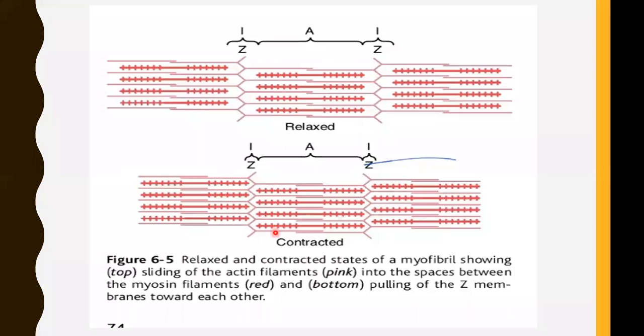But in case of contraction, you can see the movement of the Z lines, an inward movement, and they approximate, they become near to each other. There is more overlapping of the actin filaments with each other. So there is sliding of these filaments, and that is why we are saying that this is the sliding theory.